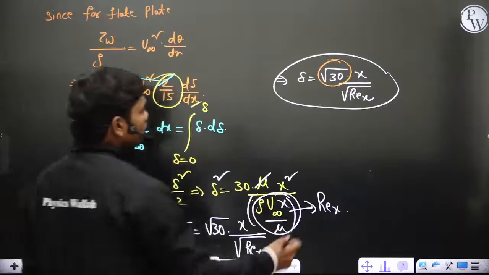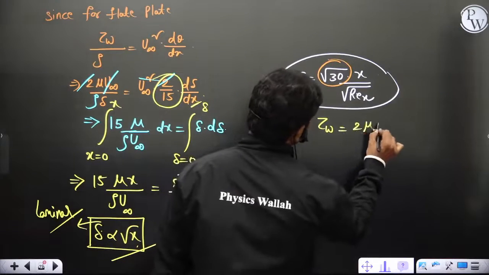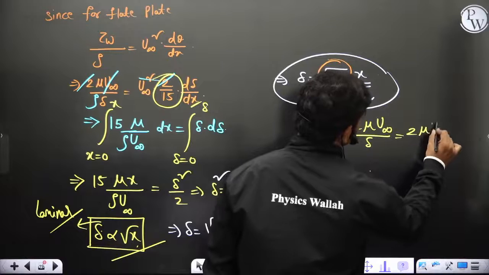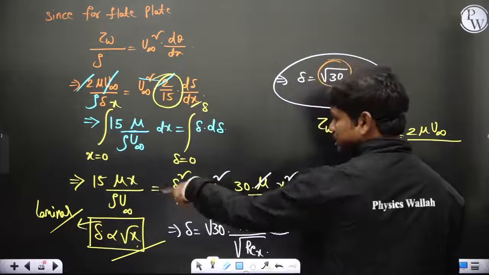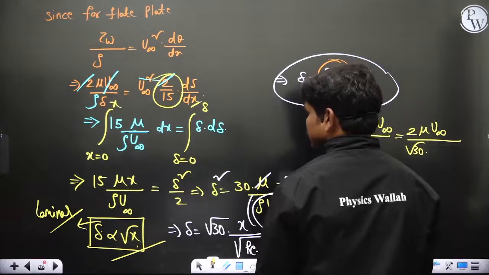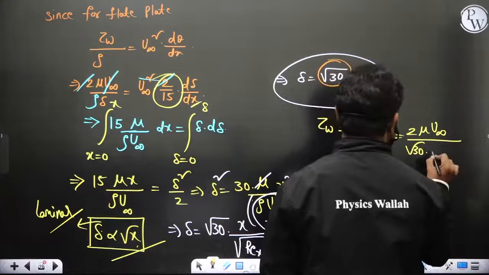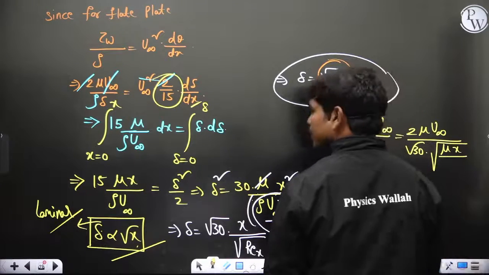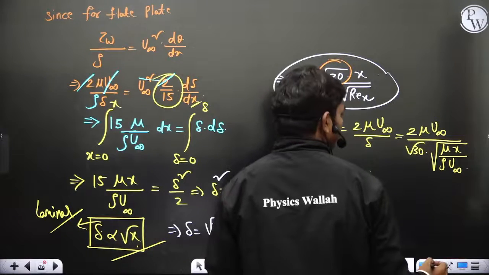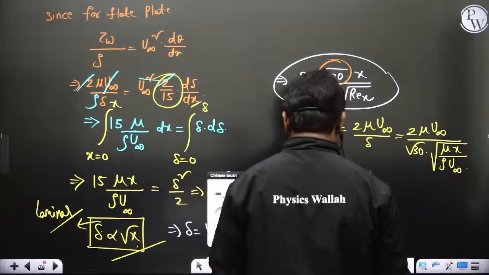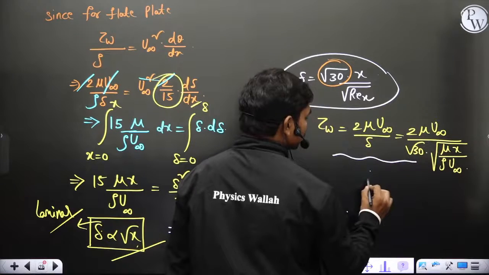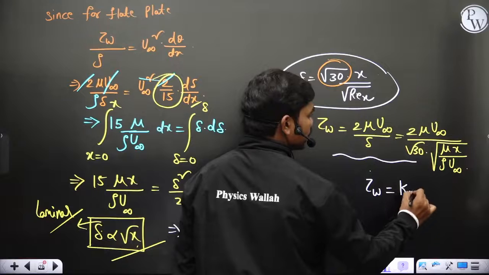Right, now let us talk about tau w, because with very hard work we have calculated this delta. Tau w at any location is 2 mu u infinity by delta. So what is delta here? Delta is square root of 30 times root of mu x by rho u infinity. In this equation, all are constants except x, so tau w is equal to some constant times 1 by root x.